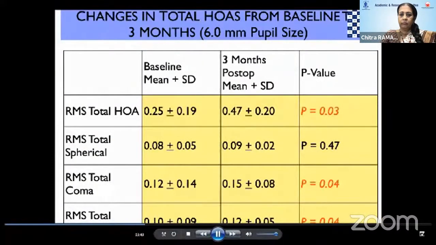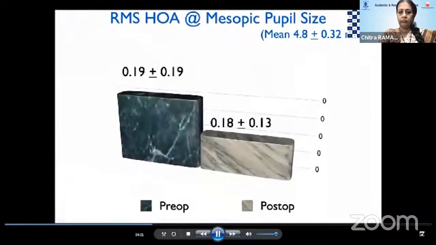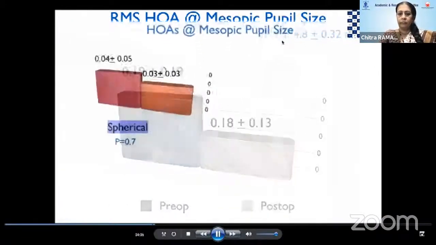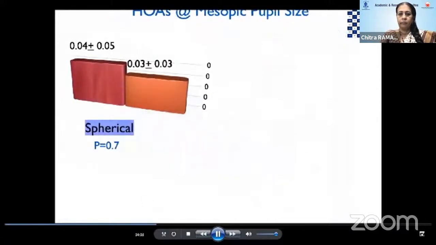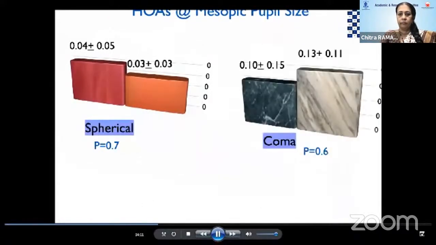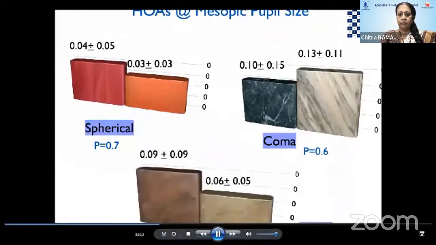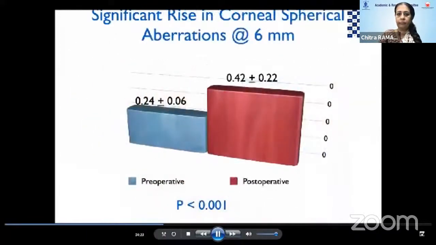And what we found was that at the 6 mm pupil size, there was a significant increase in the total higher order aberrations, coma, and the trefoil. However, when we looked at the mesopic pupil size, which was on an average about 4.8 millimeters, there was a trend towards increase in the post-operative aberrations of all kinds. However, this difference was not statistically significant. So as far as the mesopic pupil size of most of our population of patients go, it's not something to be very worried about.